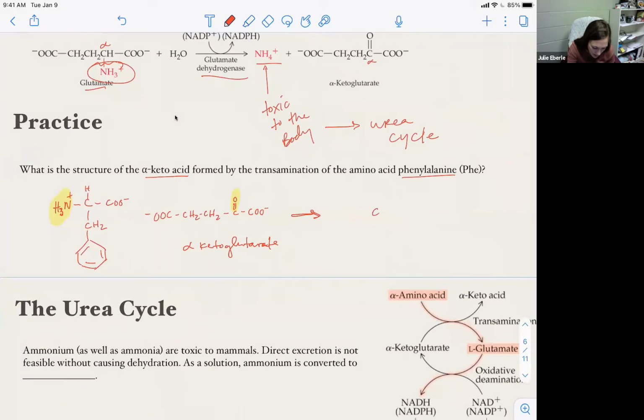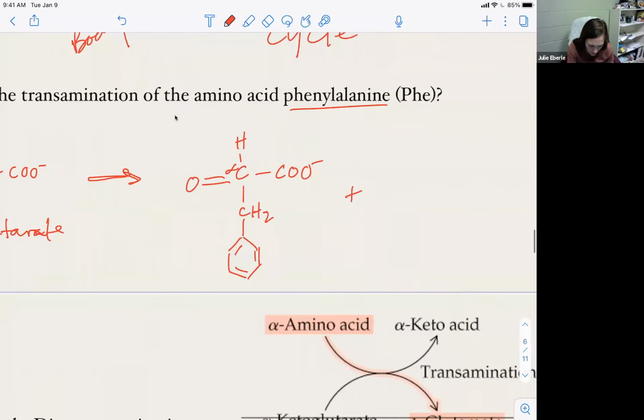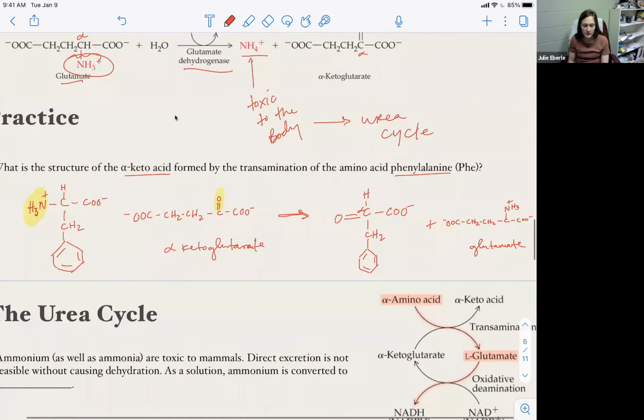So now you should be able to draw the product. So just redraw phenylalanine, but on the alpha carbon here, now we have a double bond to oxygen. We still have our side chain. And we still have our carboxyl group. And then we get glutamate. I'm gonna have to draw small. Okay, so these would be the products if we did a transamination reaction on phenylalanine.